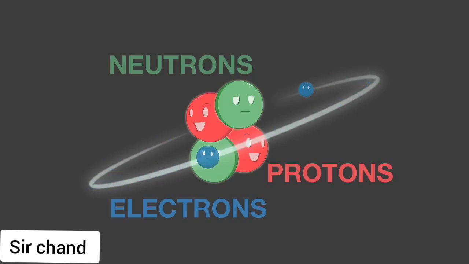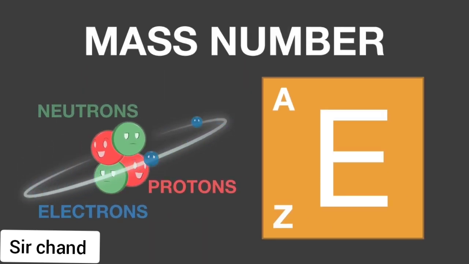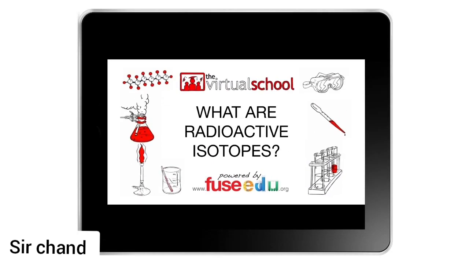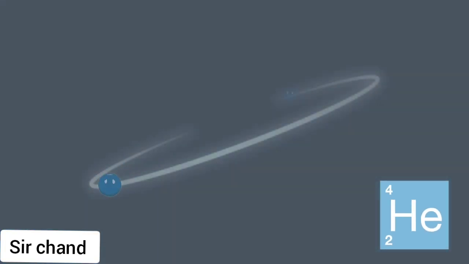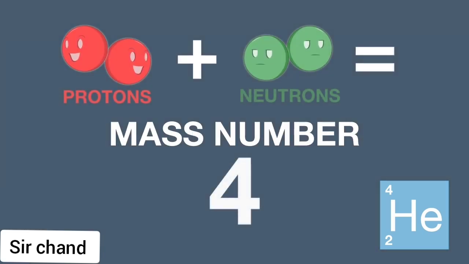You need to be familiar with the parts of an atom and the terms used, in particular the mass number. You may also wish to refer to our lesson on radioactive isotopes. As a quick reminder, here is a helium atom. It has 2 protons and 2 neutrons in the nucleus. This gives it a mass number of 4.